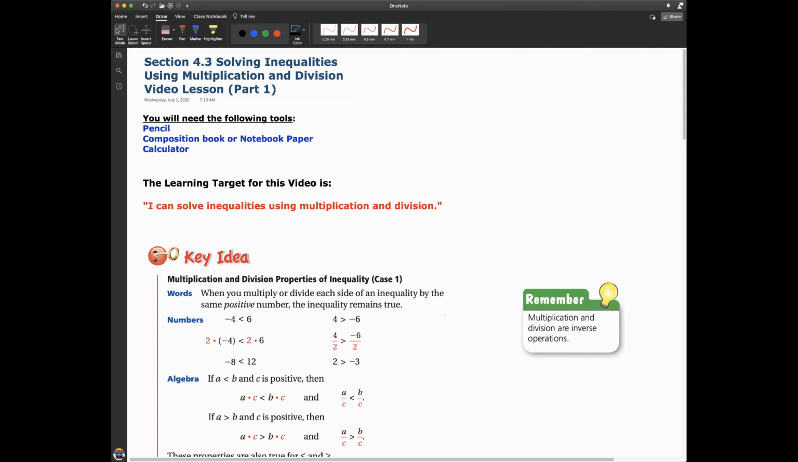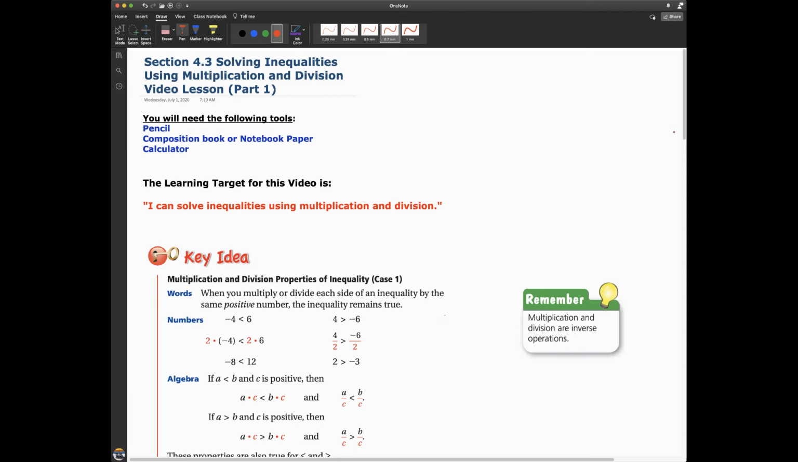I've broken this section into two parts because we have to pay attention to a little subtlety when we're solving inequalities using multiplication and division. So this video, part one, will look very similar to what we did in chapter 3 when we solved equations using multiplication and division. And then part two, there'll be a little something you have to pay attention to.